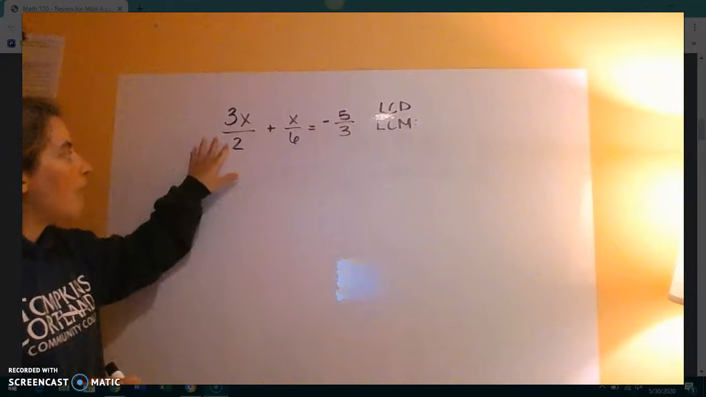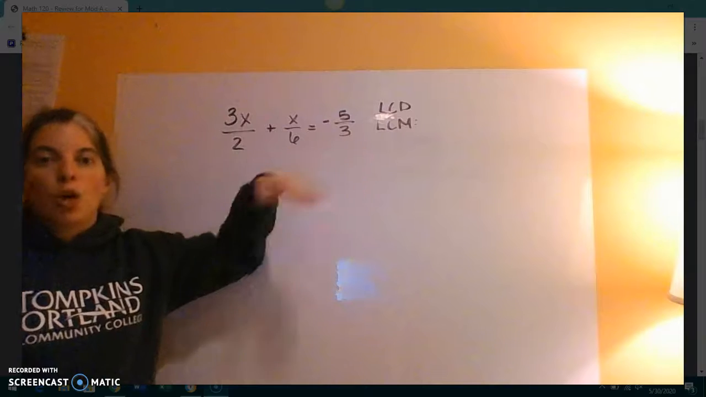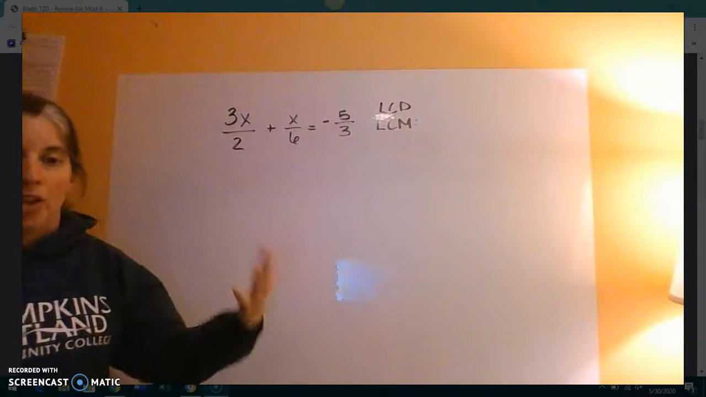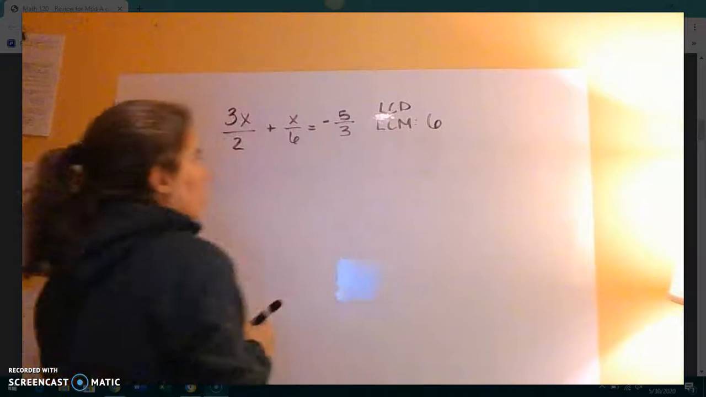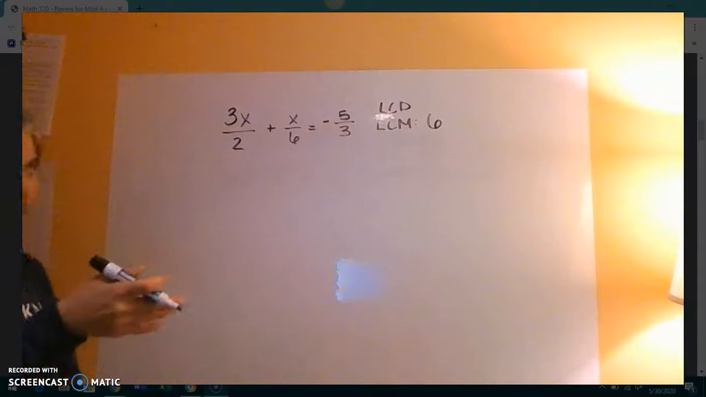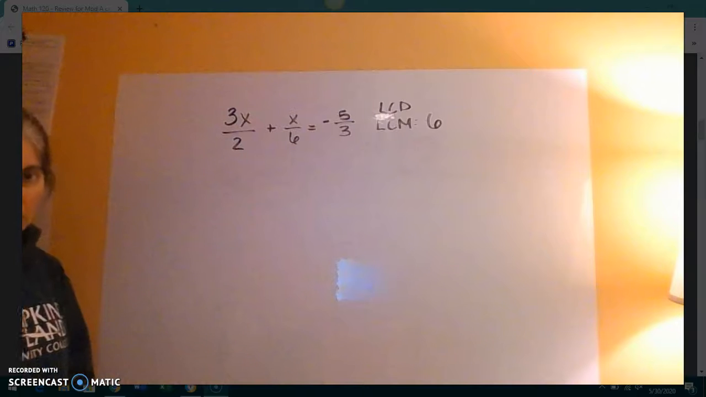In other words, if I were counting by 2s, counting by 6s, and counting by 3s, what would be the smallest number that I would come up with in all of those lists? And that would be 6. Right? Because if I start counting by 6s, I get 6. If I count by 3s, 3, 6, 9. If I count by 2s, 2, 4, 6.